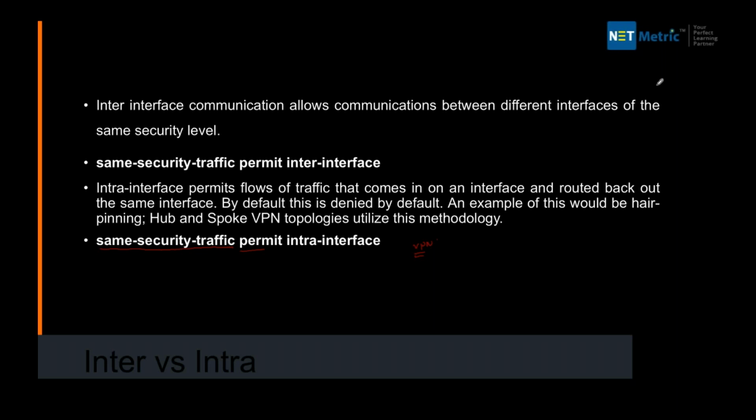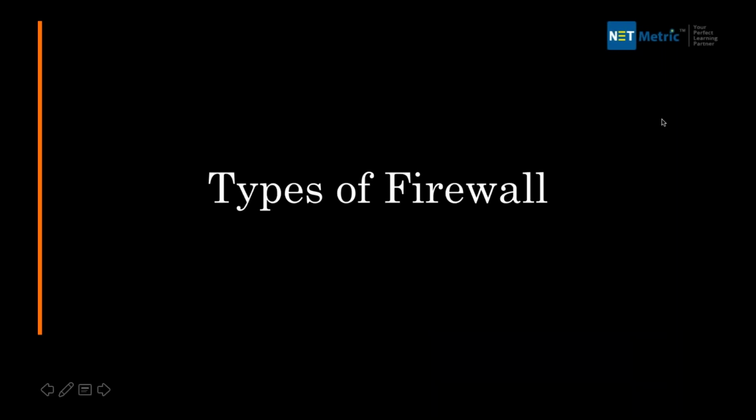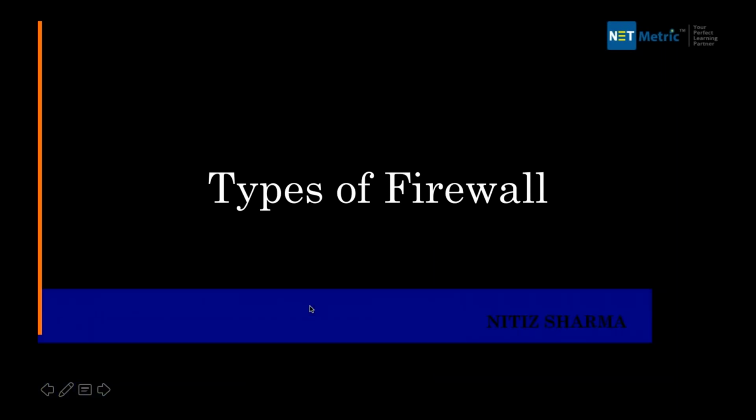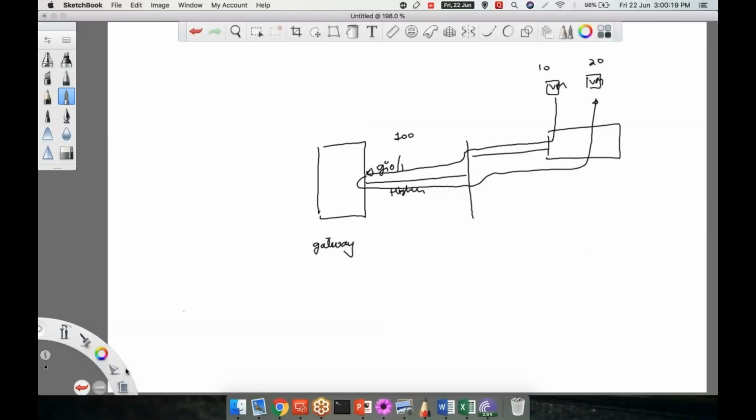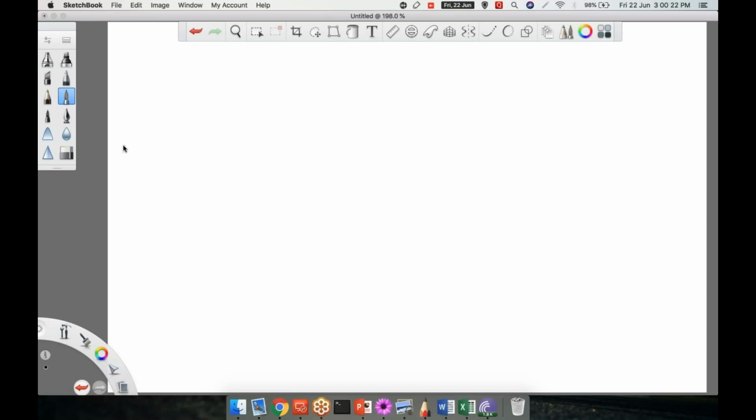So saying this particular thing, let's move to the next topic and talk about what are the different types of firewalls we do have. The basic one is what? The packet filters, or the story starts from where? The stateless firewall. Now before starting this, I just want to ask you one thing: what's the basic difference between a router and a firewall?